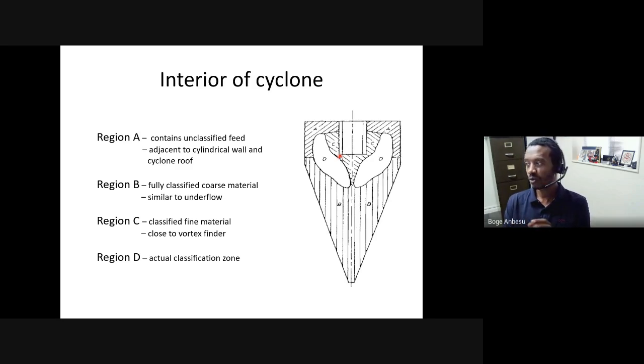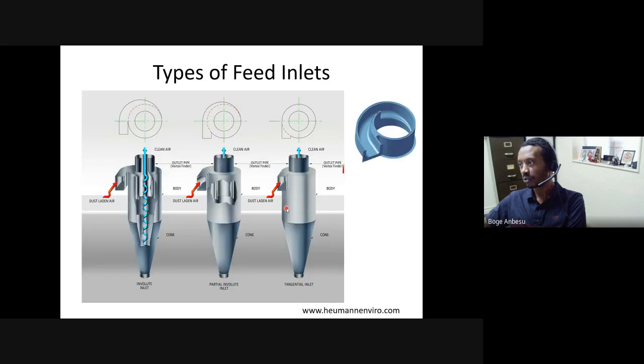Always when we try to estimate the performance of this classifier, we just want to know, of all the fine particles we had in the feed, what fraction actually went to the fine portion. Of all coarse particles we had in the feed, what fraction actually went to the coarse portion. That's what we're assessing when we work out the performance of a classifier. We'll talk about cut size and classifier performance a bit later on when I do the example, so no stress there.